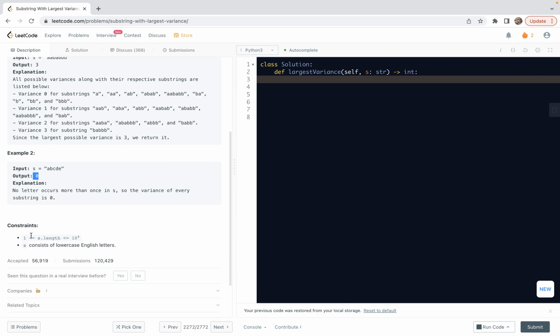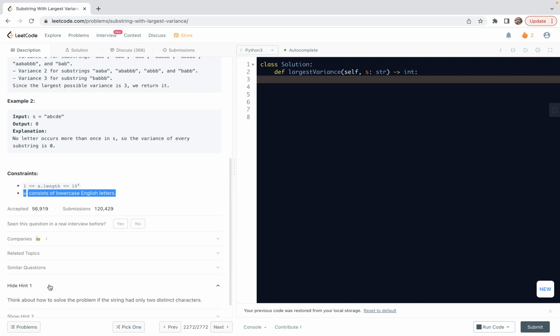The constraints for this problem are the following. First, the length of this string is bounded above by 10 to the power 4. This is a decent large number, but not that large. Also, S consists of lowercase English letters, which is very crucial for this problem. Essentially, we can consider any pair of lowercase English letters, compute their frequency difference, and then find the largest one. That would be the return for this problem.